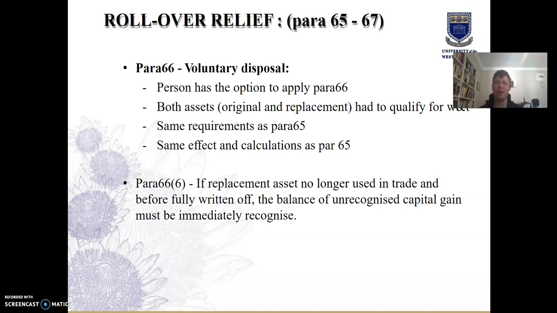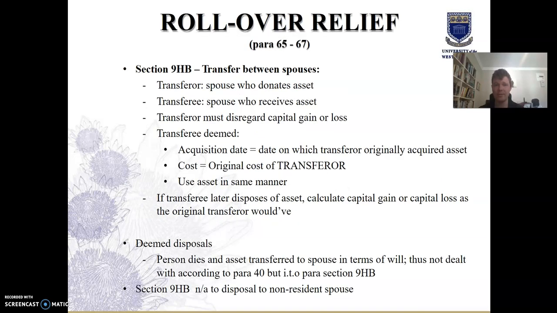66 speaks about voluntary disposal. So it's where you take one asset and you use it to replace the other one. Okay. Certain requirements, both assets have to qualify for wear and tear. Otherwise, the requirements are similar to 65 and have similar effects of 65. Okay, so this is a voluntary one, not because of destruction or theft or something like that. In this case, it only applies to assets that qualify for allowances.